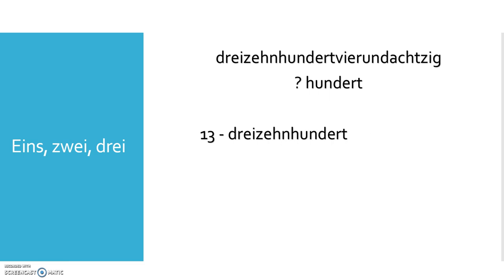And now what is left is 84. 84 is 4 and 80. Yes? So we have 1300 and then we have 4 and 80, which is what? 84. Right? 4 and 80 is 84. So what is the number? What's the hidden number in 1384?